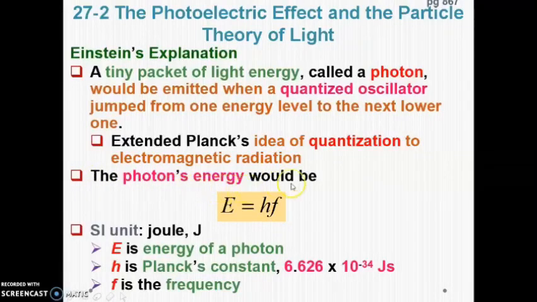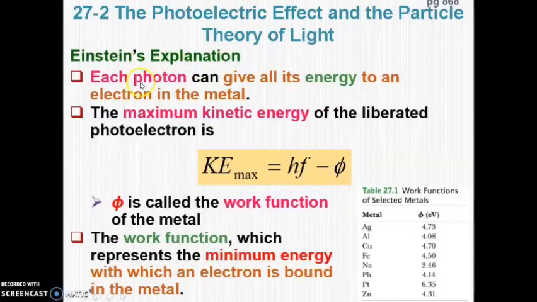So the photon energy formula is E equals hf, where E here is the energy of the photon, h is the Planck constant, and f is the frequency. The value is 6.626 times 10 to the power of negative 34 joule second. Basically, in your calculation, you are using 6.63 times 10 to the power of negative 34 joule second. Each photon can give all its energy to an electron in the metal.